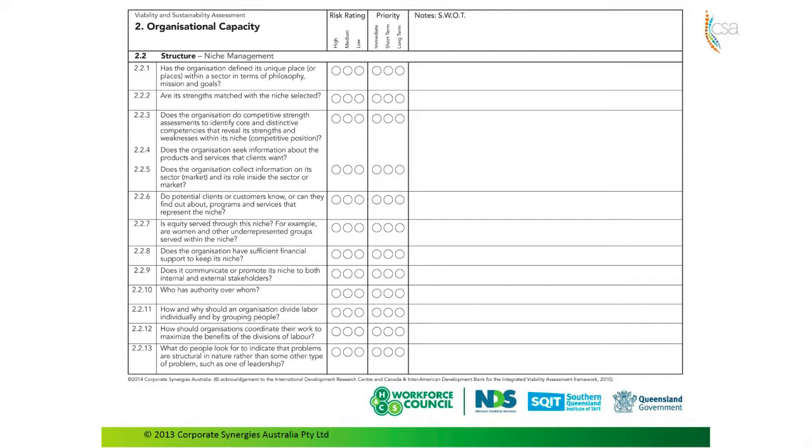Let's have a look at another question, and we go down the page to 2.2.6. Do potential clients or customers know, or can they find out about programs and services that represent our niche? Many organisations are now starting to really develop some of the communication programs they have in regards to online, such as their website, brochures, or becoming more and more involved in different trade shows and fairs that are out there and talking to people and potential users of the services.